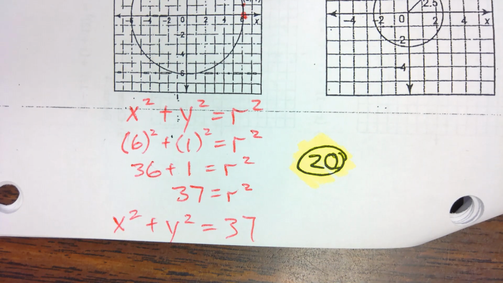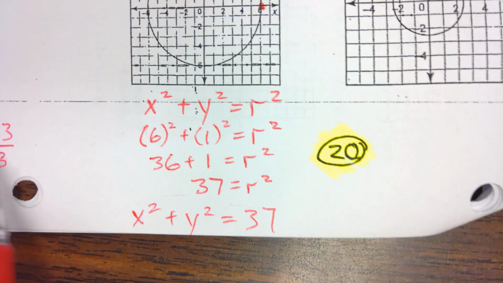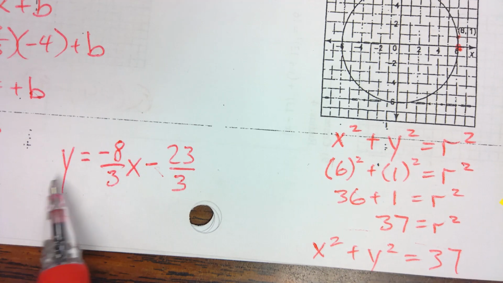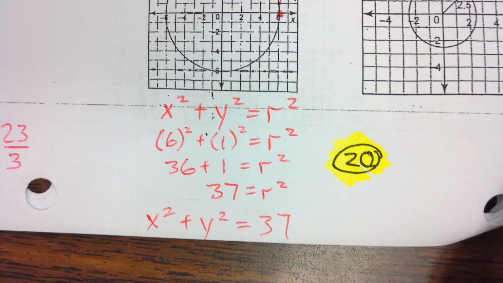Sorry for the mistake on the answer key, but the correct answer should say x squared plus y squared equals 37. You're not supposed to say what x and y are, because this is the equation of the circle. Just like for the equation of a line, we leave x and y.